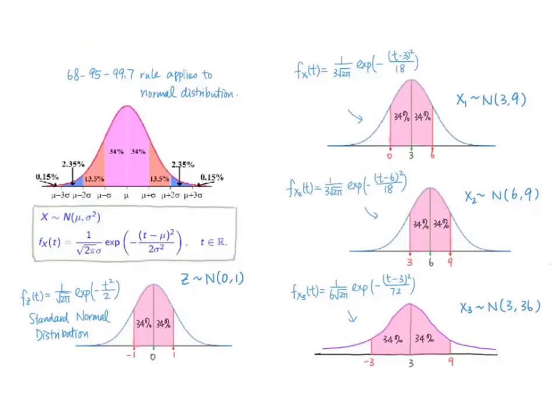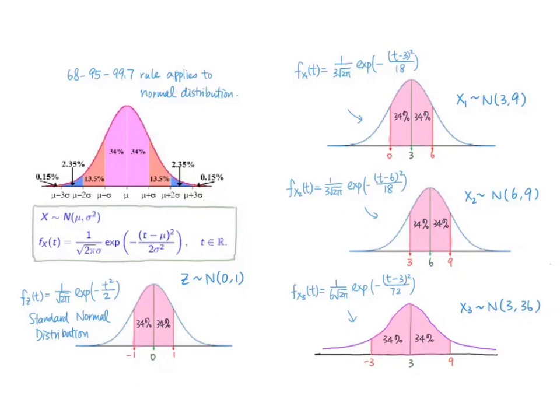For example, the first diagram here illustrates a random variable X1 which follows the normal distribution with mean mu equals 3 and the variance sigma squared equals 9. The total area under the curve would be 1. The second diagram illustrates the random variable X2 which follows normal distribution with mean mu equals 6 and the same variance sigma squared equals 9. Compared with the first diagram, it is shifted 3 units to the right. It has the same shape.